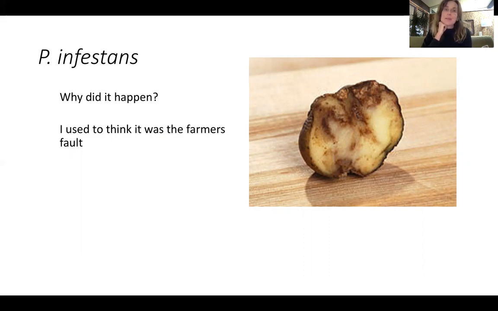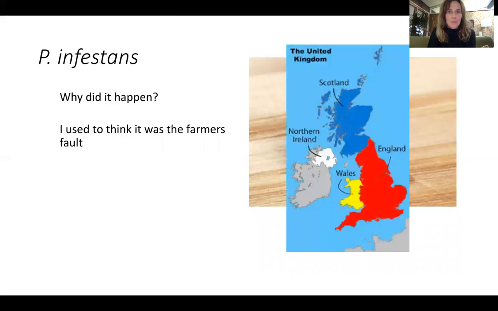Why did it happen? I used to think that it was the farmer's fault, right? What are they doing growing one crop of potato? We know that's bad news now. And they did too. The farmers, people have known this for a long time, right? You have to have diversity in seasons and genotypes, even if they didn't know they had genotypes. But it wasn't their fault.